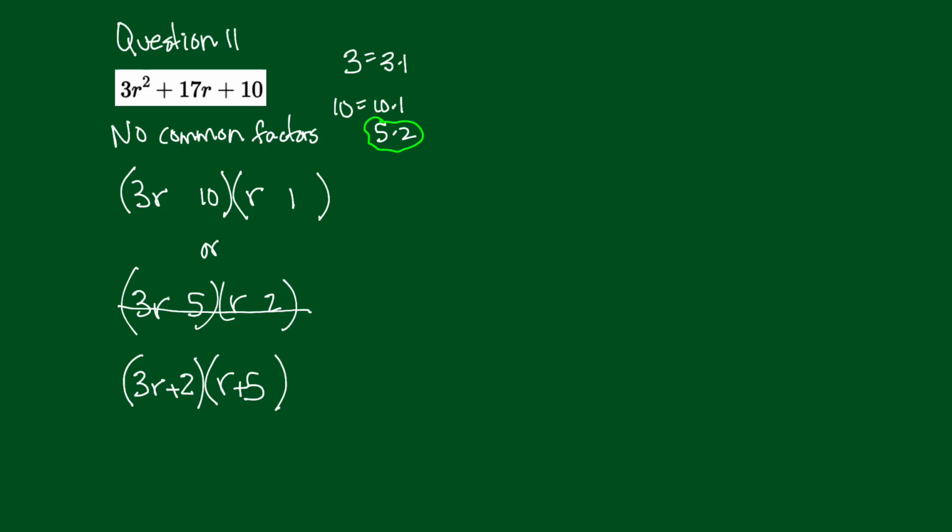Now just run a quick check. 3r times r is 3r squared. There we are. And the outer and inner product, 15r and 2r is that 17r right here. That's what we're looking for. And positive 2 times positive 5 is positive 10. So we've got it.